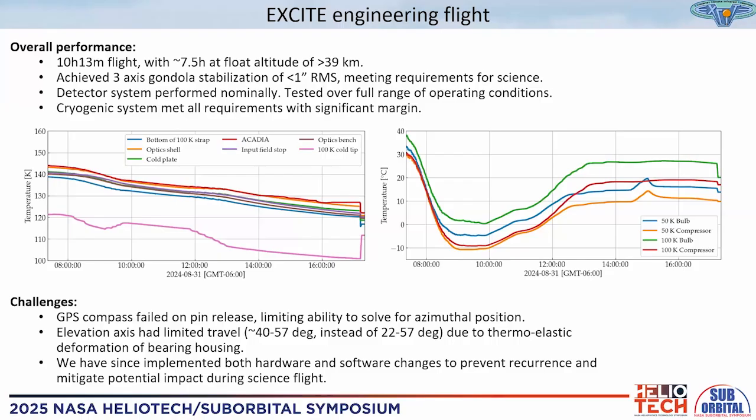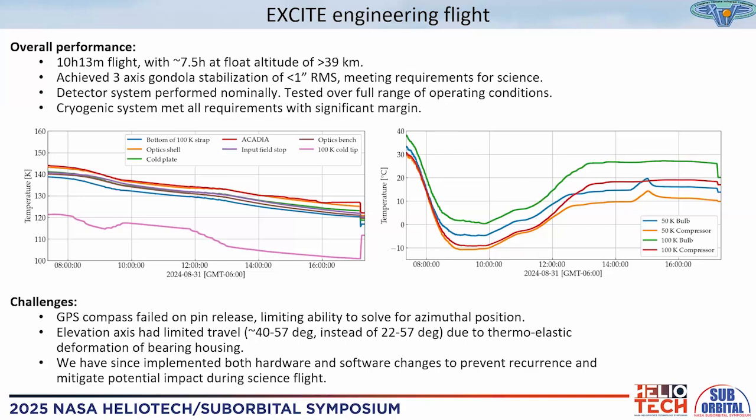The whole H2RG plus Acadia, that was the first time those two had been put together, and it all worked fine. That system, as I mentioned, was the first flight of Acadia in a space-like environment. Also the first flight of Macie, and Macie has been adopted by several other orbital experiments. I think the first one should be Pandora, which is going to launch soon. And then the cryogenic system also met all requirements with significant margin.